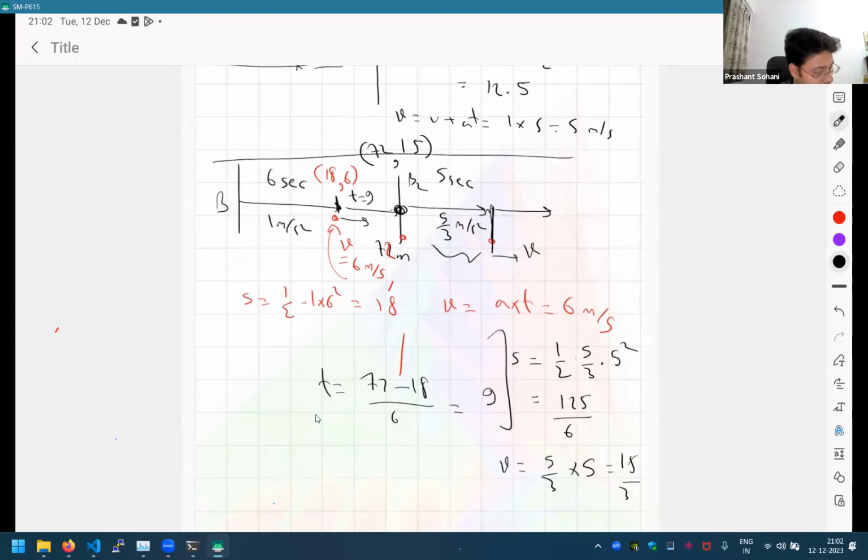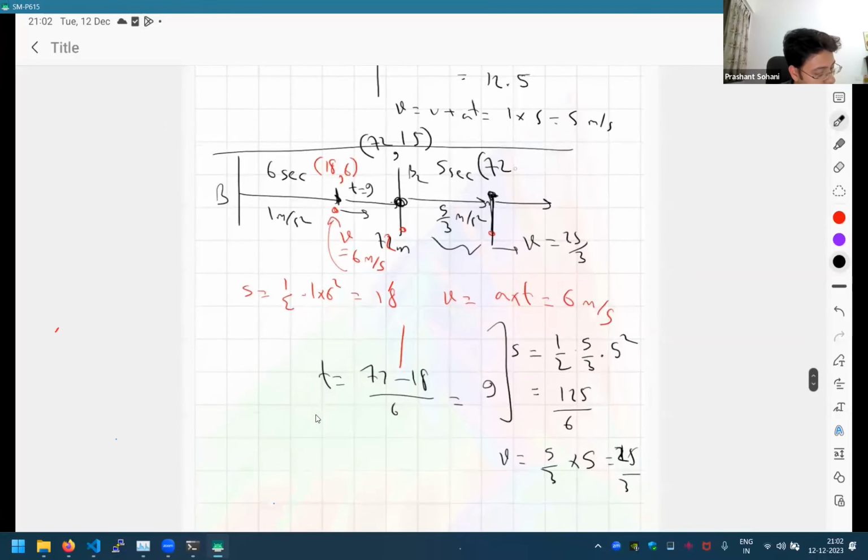Okay. So at 25 by 25, sorry, correct. So velocity is 25 by 3 meters per second. And what is the coordinate? The distance traveled is original 72 plus this 125 by 6, and the time taken is 15 plus 5, 20.